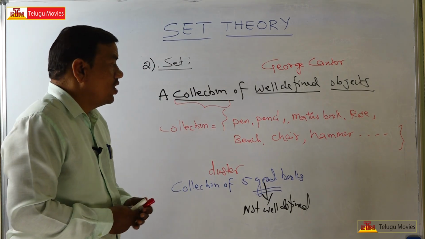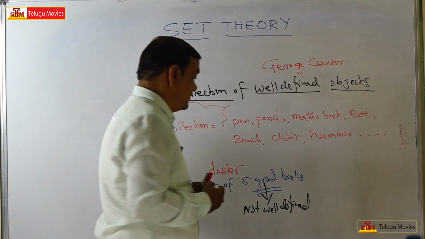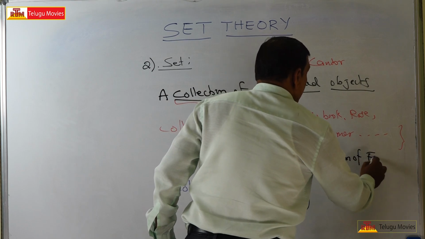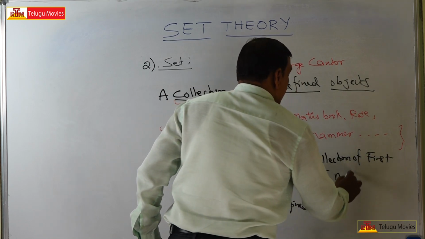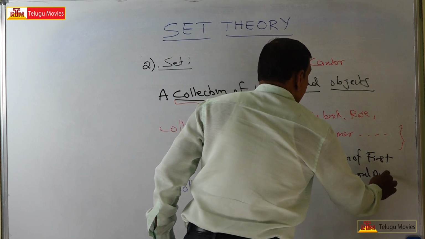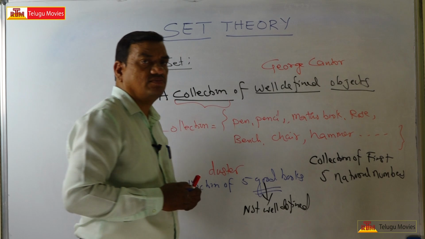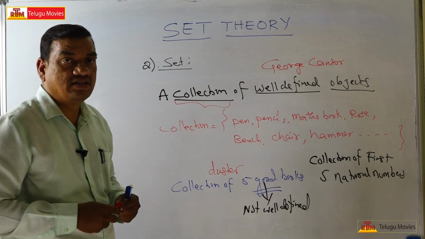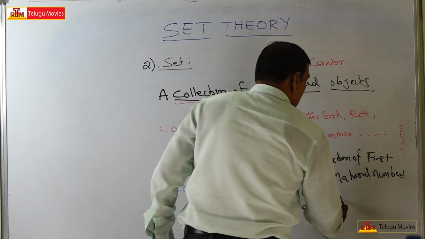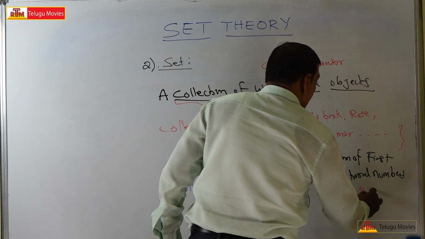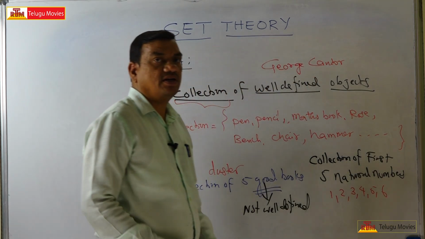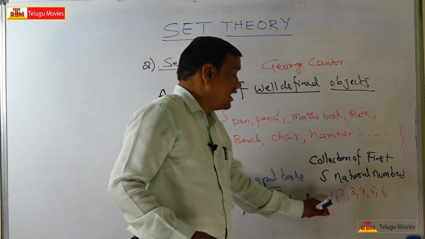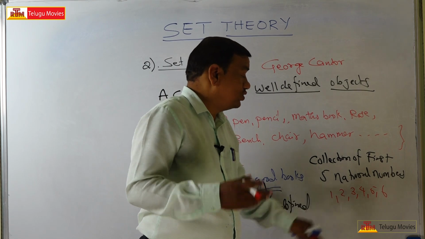Understand? Right. If I say the collection of first 5 natural numbers, anybody can say what the first 5 natural numbers are. What are the first 5 natural numbers? 1, 2, 3, 4, 5. If you ask anybody, they will say that the collection of first 5 natural numbers will be 1, 2, 3, 4, 5 only.